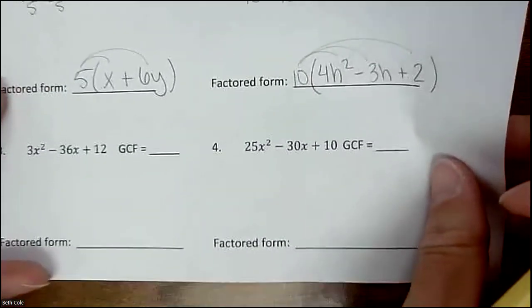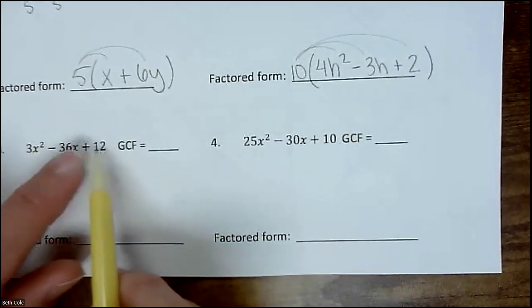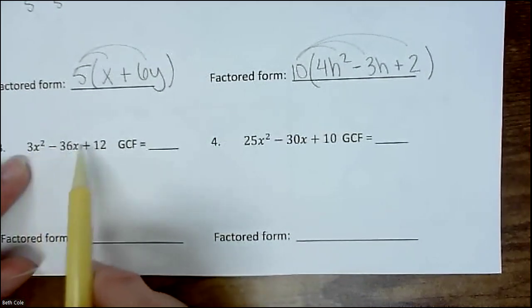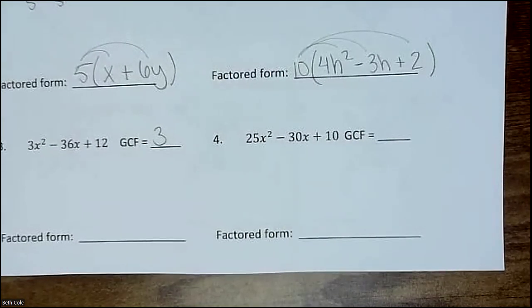All right, we're going to do a couple more. You have 3, you have 36, and you have 12. What can you divide out of all of them? 3. Now, again, you guys are figuring it out without me having to pull up the calculator, but you understand you could type that in as well. Calculator will do numbers. It won't do the variables.